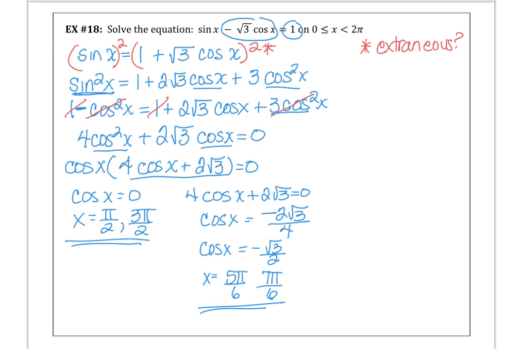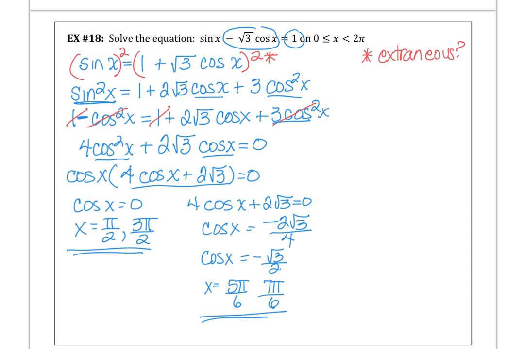And what are we doing? We're going to go back to the original equation. This is our dilemma here. So if we go back to the original equation and you try pi over 2 here, we get the sine of pi over 2, which is 1, and the cosine of pi over 2 is 0. So 1 minus 0 is 1. Pi over 2 is a valid answer. So we have pi over 2 works. This does not work.